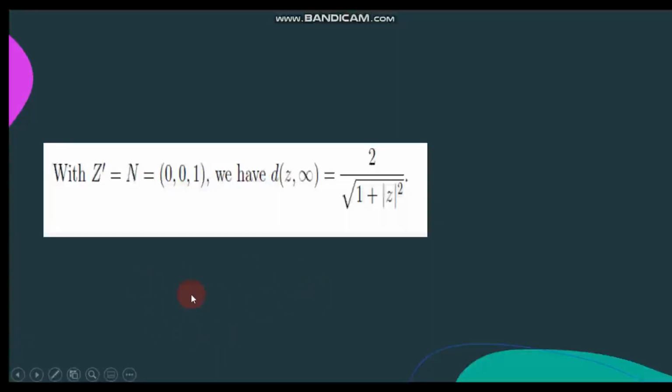This correspondence between the points of S, that is, the points of the Riemann sphere, and the points of C infinity is called stereographic projection. So this is the first section. Let us go through all those things. Any doubt, please ask. Thank you.